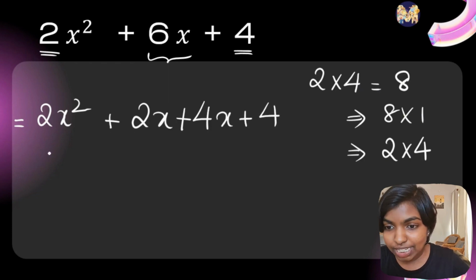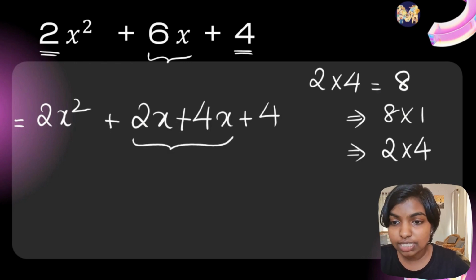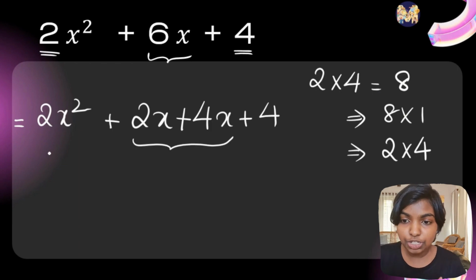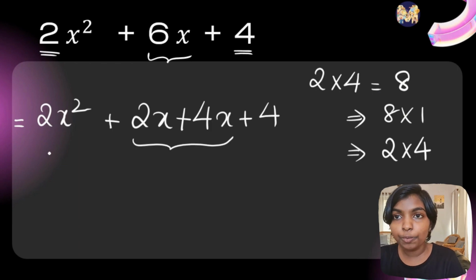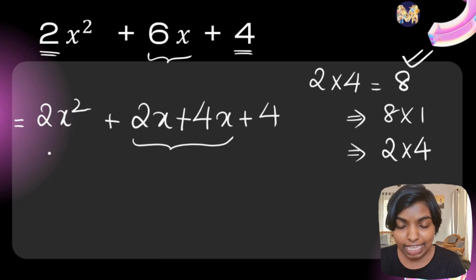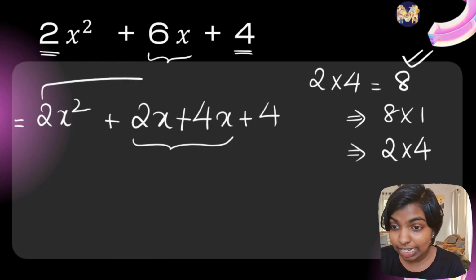Now the sum of 2x and 4x gives us the middle term 6x. And the product of the coefficients of x here, that is 2 and 4, is going to give us 8, which is the same as the product of the coefficient of x squared and the constant term. Then from here we're going to consider the first two terms and the last two terms.